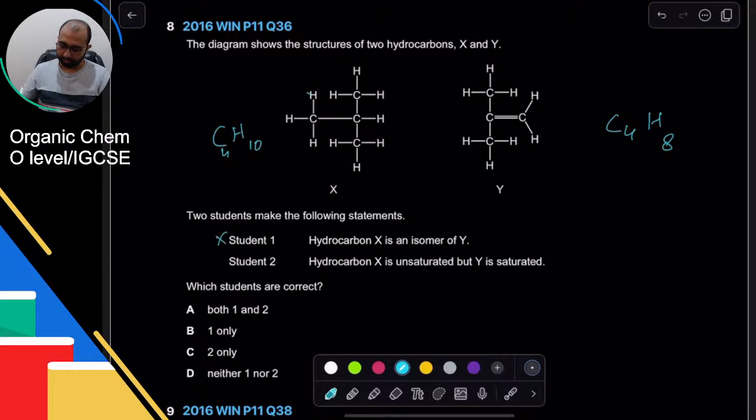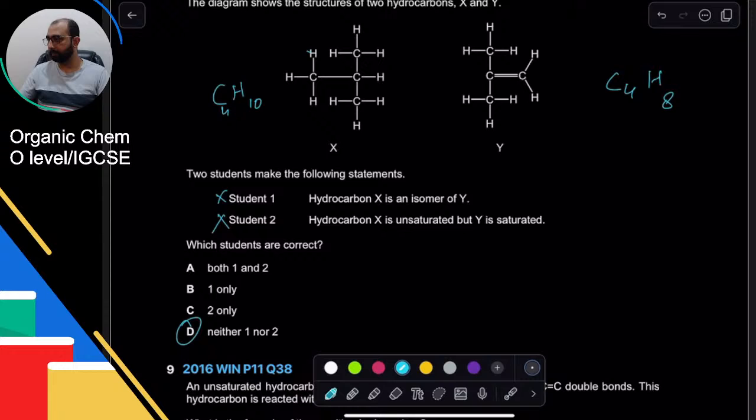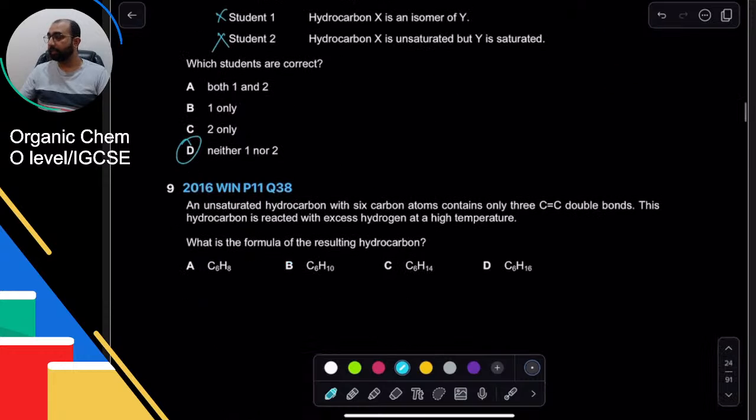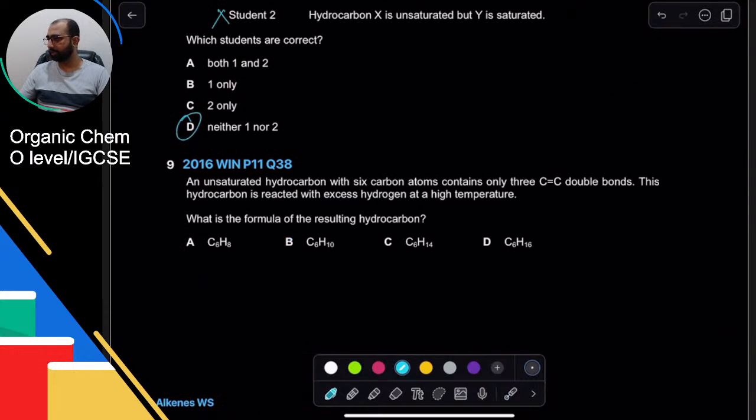This one is wrong. Hydrocarbon X is unsaturated, but Y is saturated. No, for unsaturated, you need a double bond, and this is a double bond. So it's the opposite way. So both statements are incorrect, so neither one or two. Yes, my exam notes are good.